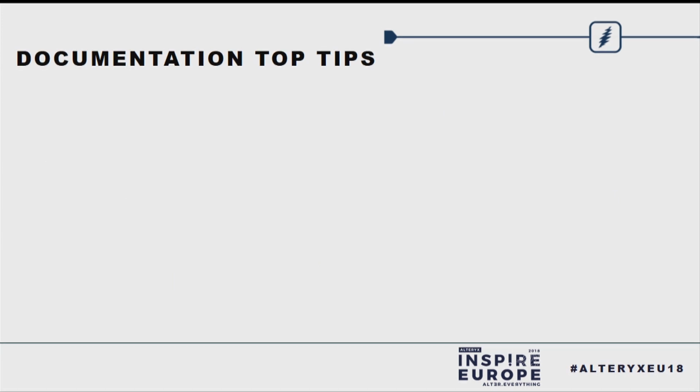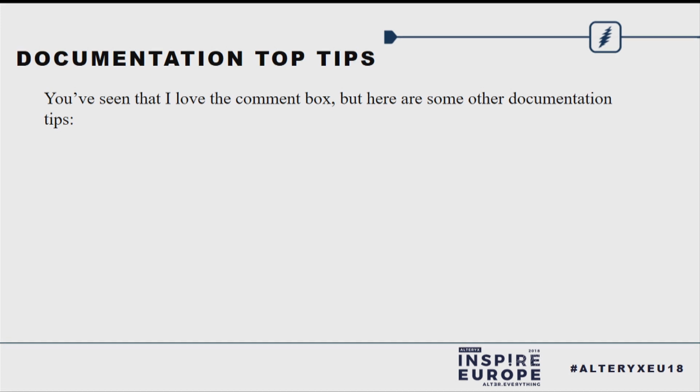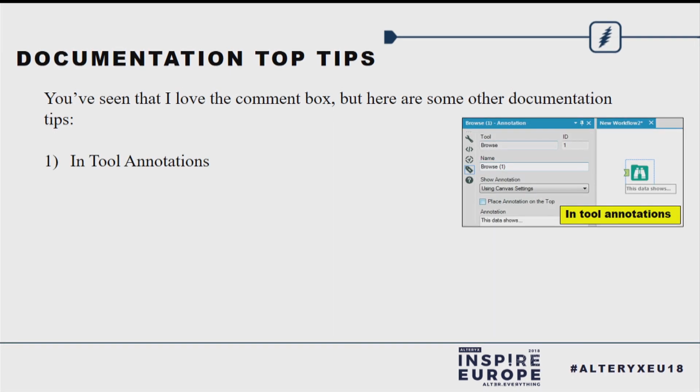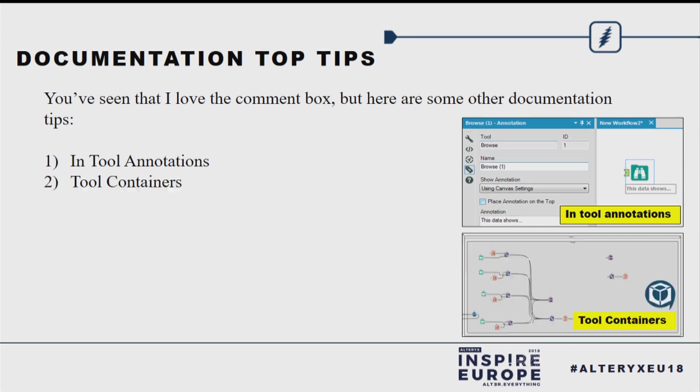So just some documentation top tips. You've seen that I love the comment box in various bright colours. But there's some other documentation top tips that you might not have thought of. So there's also in-tool annotations. They're available with every single tool, and they're just there to give a short amount of annotation to each tool. So for example, add some record counts. And I find those quite helpful.